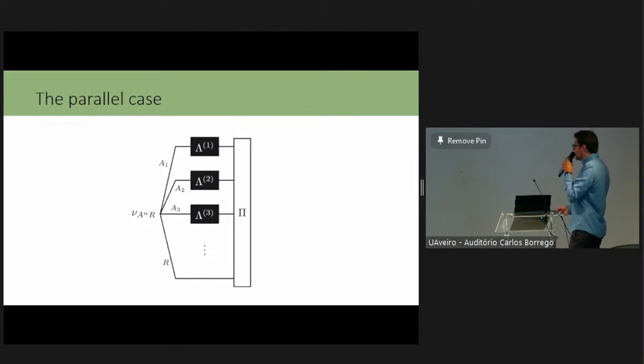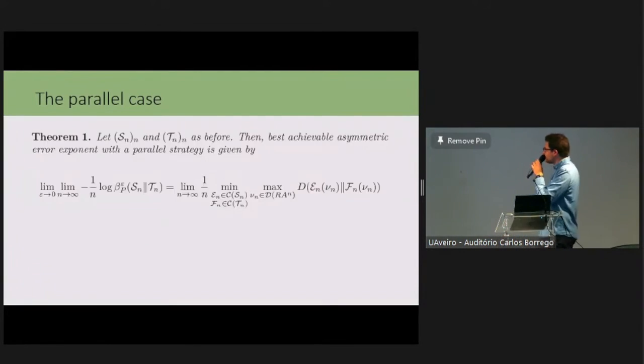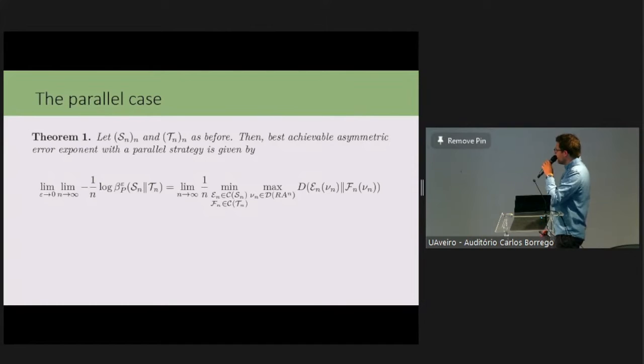We have our n channels, which come from our set. And we're going to choose a big input state, which has a reference system, which we don't act on. And then we have a big measurement at the end. And what we're able to prove for this setting is the following. Given these assumptions on Sn and Tn, which I just laid out, the best achievable asymmetric error exponent with a parallel strategy is given by this thing. From now on, we're just going to talk about asymmetric error exponents, just because we don't have the tools to tackle the symmetric setting.